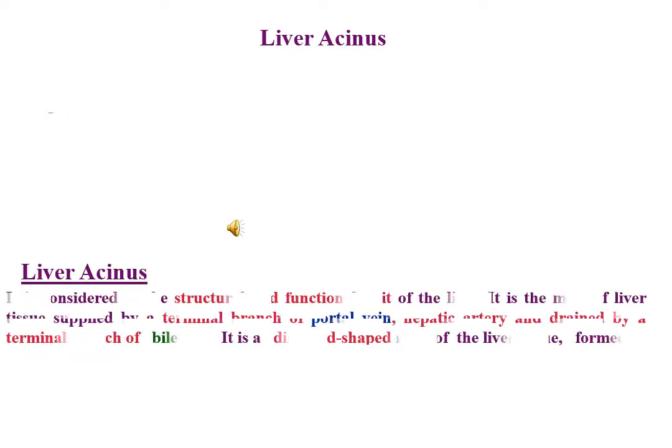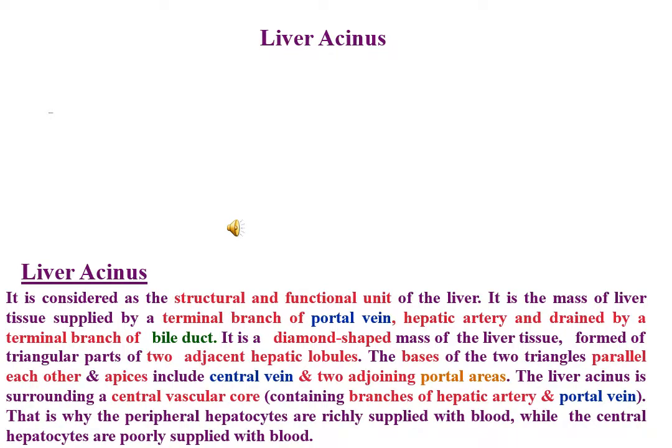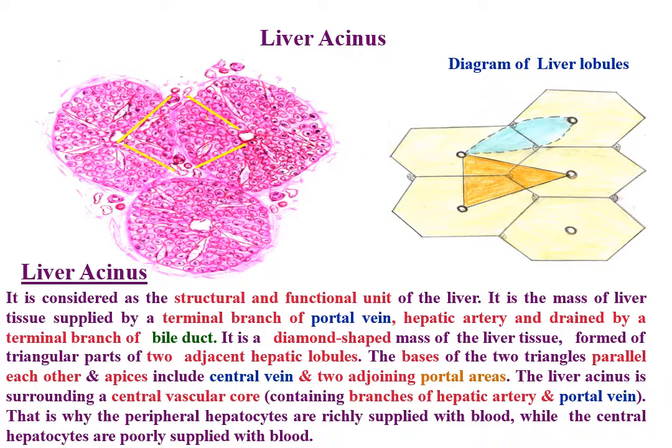Liver acinus is considered the structural and functional unit of the liver. It is defined as the mass of liver tissue that is supplied by a terminal branch of the portal vein and hepatic artery, and drained by a terminal branch of the bile duct. It is a diamond-shaped mass of liver tissue formed of triangular parts of two adjacent hepatic lobules.